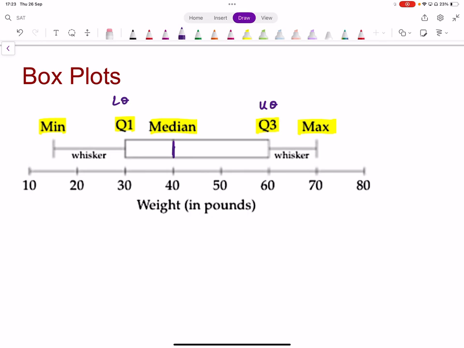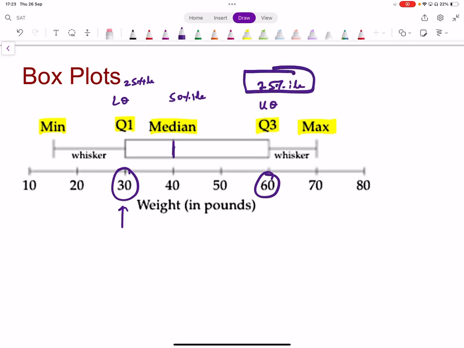Now remember, let's start with median first of all. Median is 50th percentile, right? Upper quartile is 75th percentile. Lower quartile is 25th percentile. What does that mean? What does 30 represent? 30 represents that 25% of the values in the data are less than or equal to 30. This number 60, the upper quartile, that means 75% of the values in the data are less than or equal to 60. That's what percentile means, right?